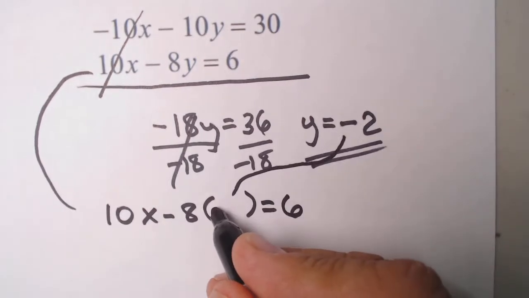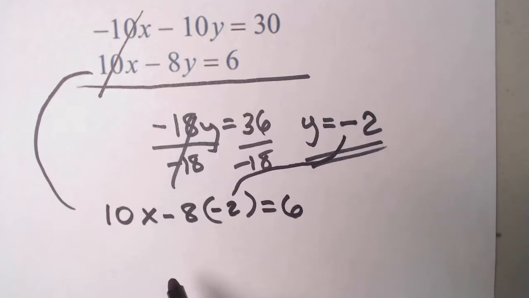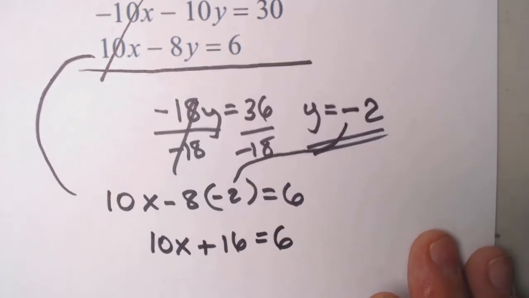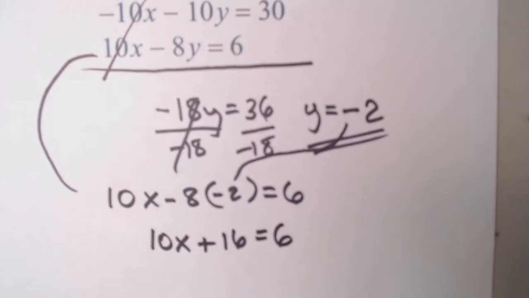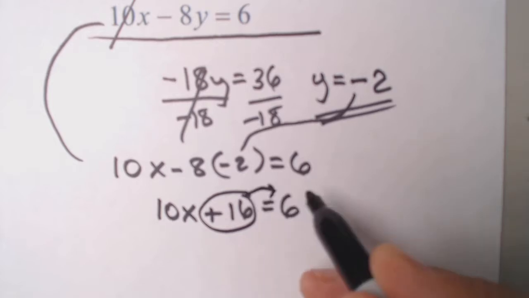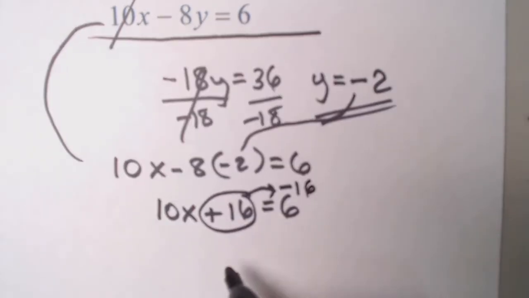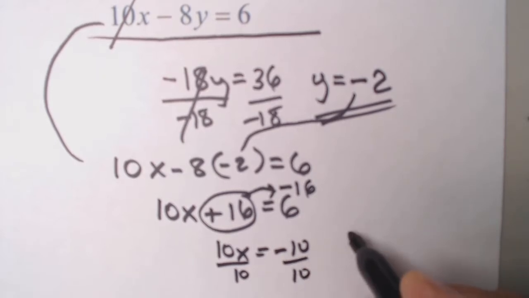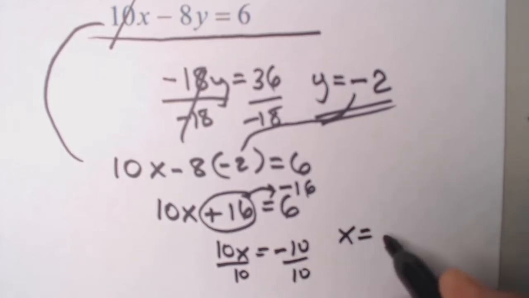Well, here's what we got. Y equals negative 2. So let's put this all together. I've got 10x minus 8 times minus 2 is plus 16 equals 6. Okay, well, let's keep going here. Now we got to solve for x. Jump the plus 16 to the other side, becomes negative 16. So I get 10x equals what? Negative 10. Divide both sides by 10. Here's half my solution. X equals negative, and 10 divided by 10 is 1.